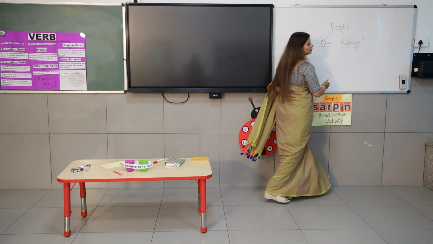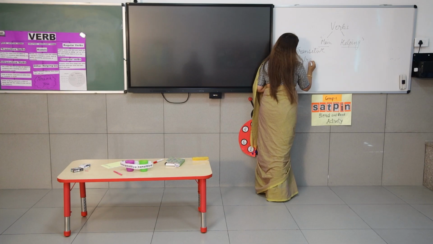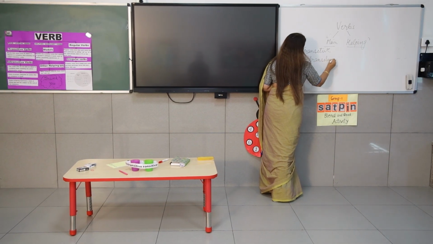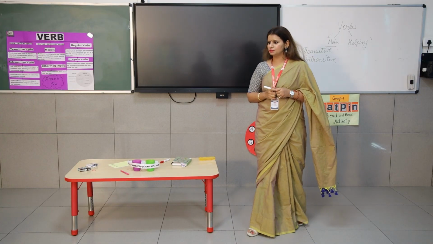Now, in main verbs, as is given in our Oxford books, we have two types of verb. What are they? Transitive and intransitive. Sorry for the bad handwriting. Now, what are transitive and intransitive verbs?